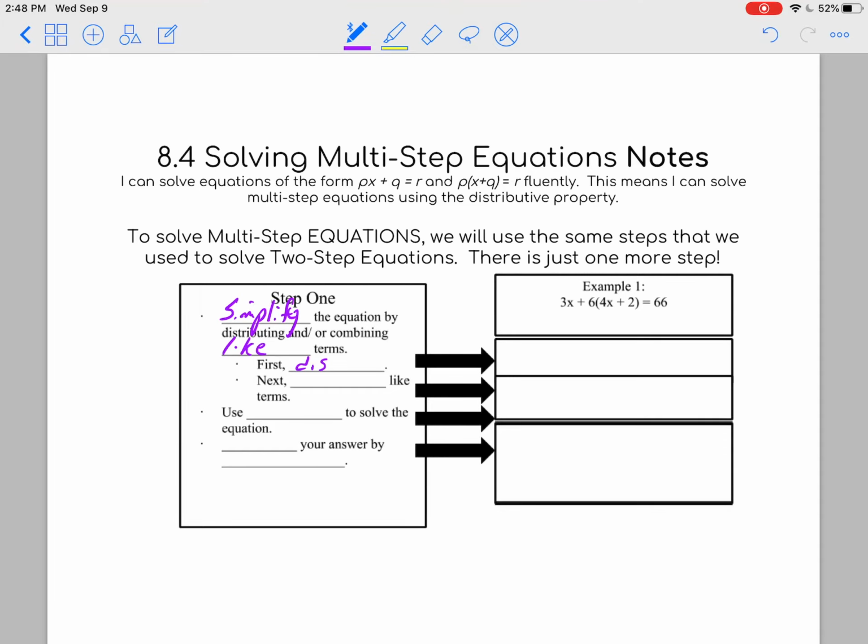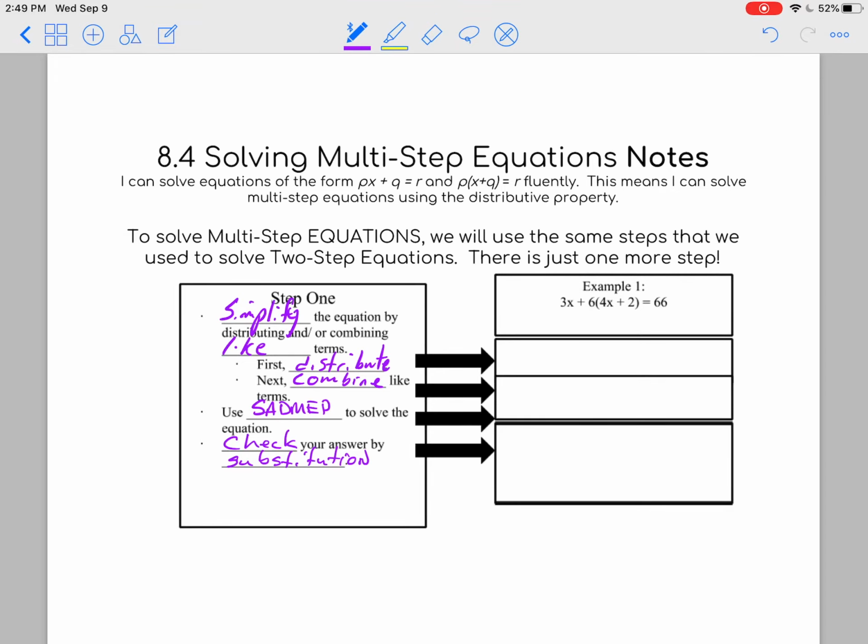First, distribute. Next, you're going to combine like terms. Now, you're going to use SADMAP to solve the equation. And then check your answer by substitution. So let's look at our problem over here and see what we get.